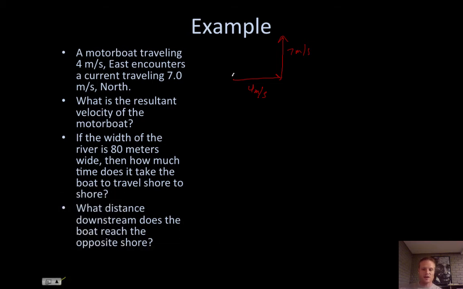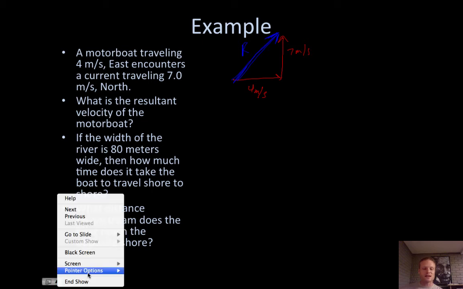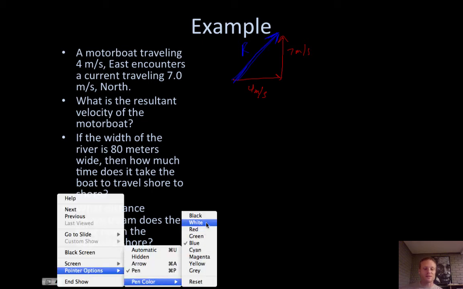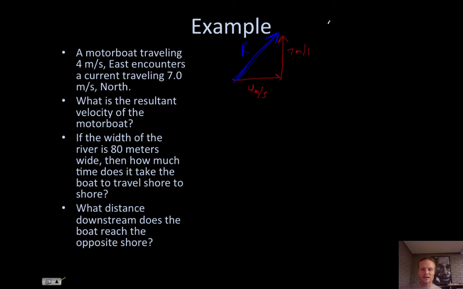We'll do blue. So the resultant velocity is going to be this guy right here. I'll try to make this nice and bold because the blue doesn't come out real well against black. The resultant velocity is going to be right there. So I'm going to be using the Pythagorean theorem to figure out r. Okay, so I'm going to take 4 squared plus 7 squared equals r squared.